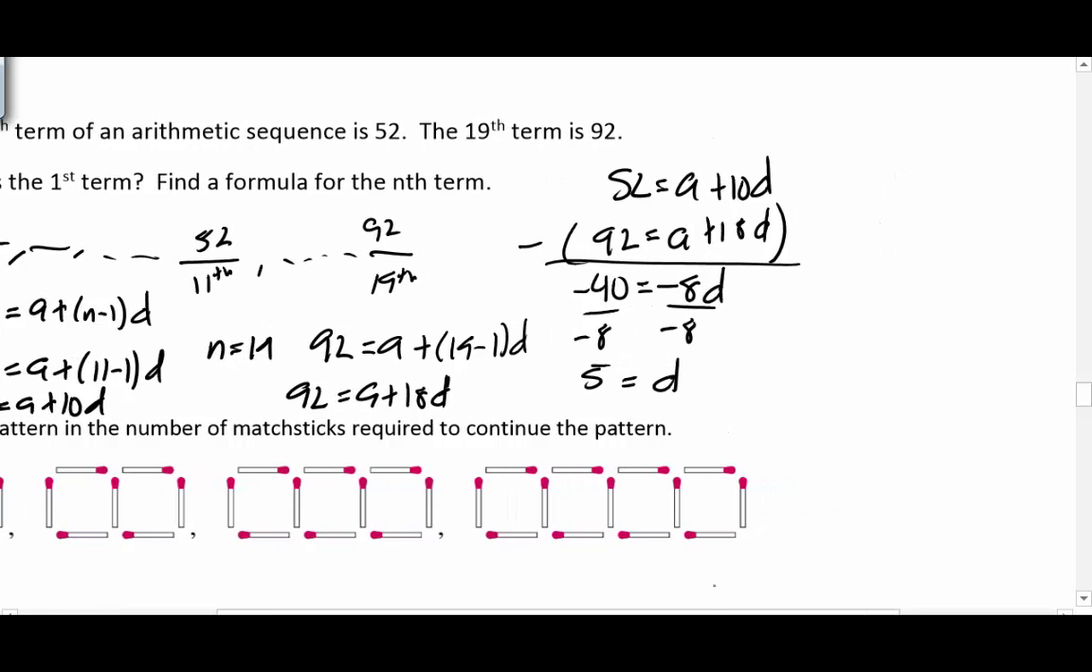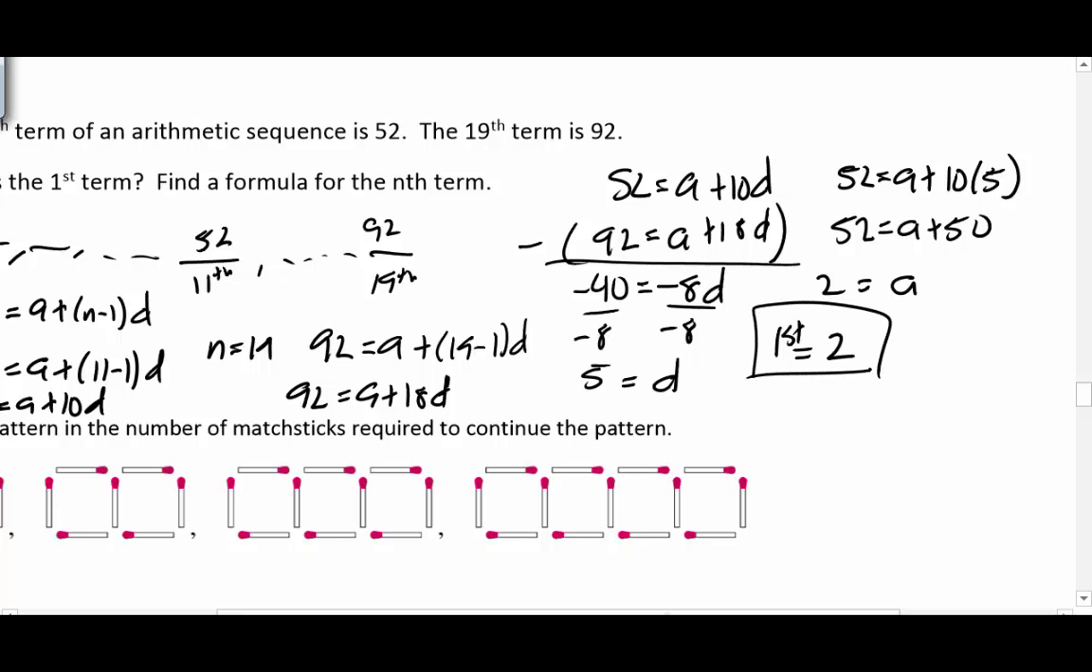And then I can go back into one of our equations. So 52 equals a plus 10 times 5, and I can solve for that first number. So that's a plus 50. So that means our first number has to be 2. Okay, so that answers one of our questions: the first term is 2.